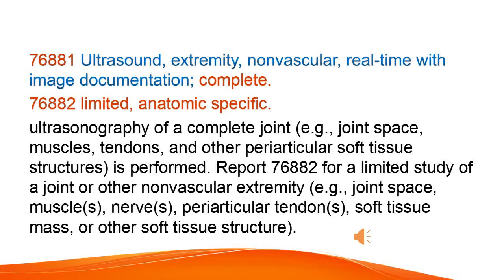Ultrasound, extremity, non-vascular, real-time with image documentation, complete. Limited, anatomic specific. Ultrasonography of a complete joint, e.g., joint space, muscles, tendons, and other periarticular soft tissue structures, is performed. Report 76882 for a limited study of a joint or other non-vascular extremity, e.g., joint space, muscle, nerve, periarticular tendon, soft tissue mass, or other soft tissue structure.